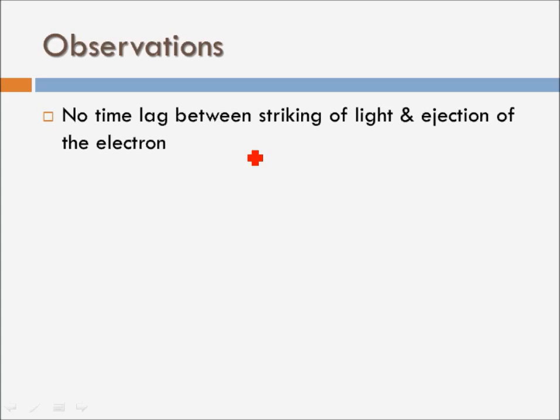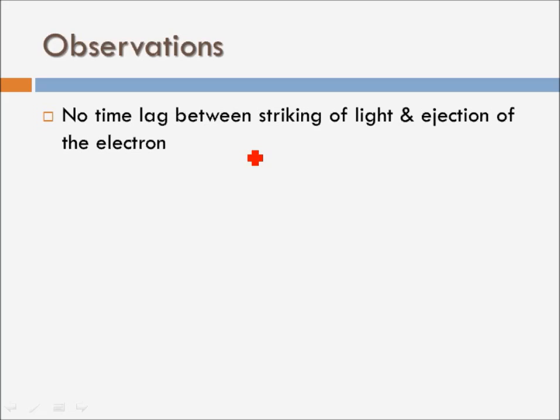So what were the observations? The first observation was there was no time lag between striking of light and ejection of the electron. That is to say, when the light waves struck the metal body, it's not like you had to keep striking the beam of light continuously for say 1 minute and only then the electron was ejected. It was like either you strike the light and the electron will be ejected, or you strike the light and the electron will not be ejected.